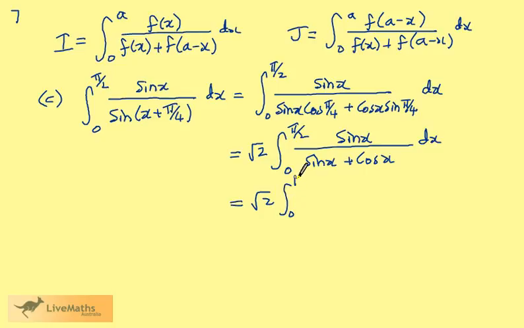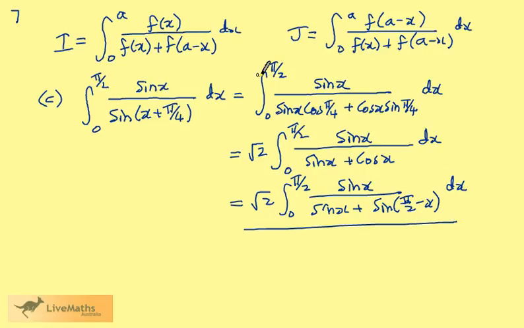Now we know that cos x is the same as having sine of pi by 2 take x. Now this looks exactly like this, where a is pi by 2. So using the result of part B, this will be a half of pi by 2, which is pi by 4, so we get root 2 pi by 4.